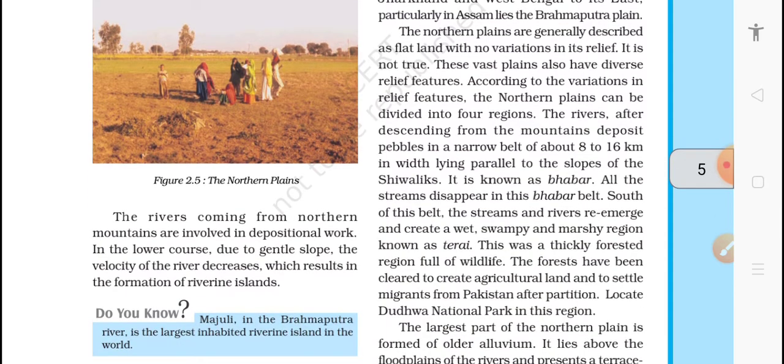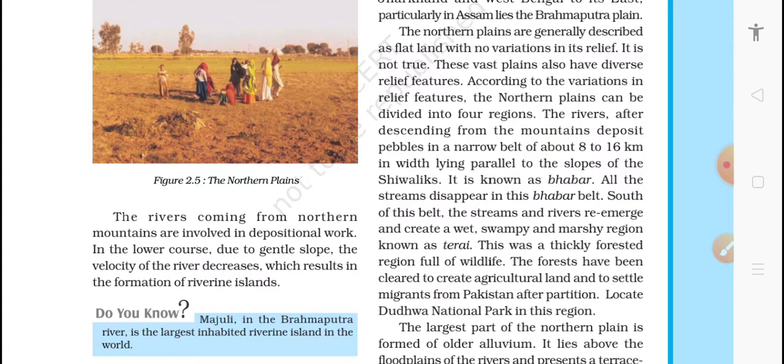The northern plains are generally described as flat land with no variation in relief. That is not true. The vast plain has diverse relief features. According to variation in relief features, the northern plain can be divided into four regions. The rivers, after descending from the mountains, deposit pebbles in a narrow belt about 8 to 16 km wide, lying parallel to the slope of the Shivalik range. It is known as Bhabar. You have to remember the name Bhabar belt.